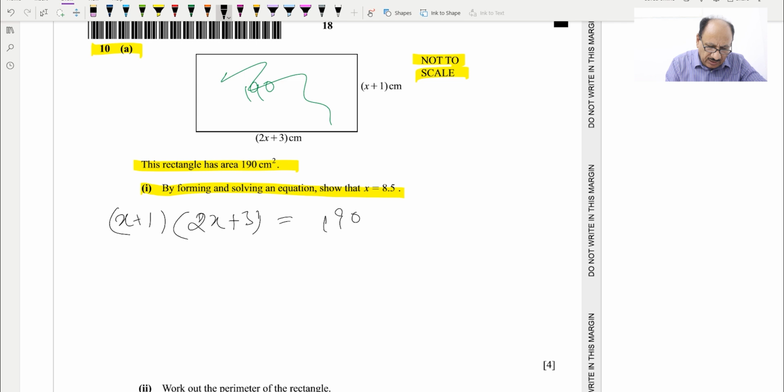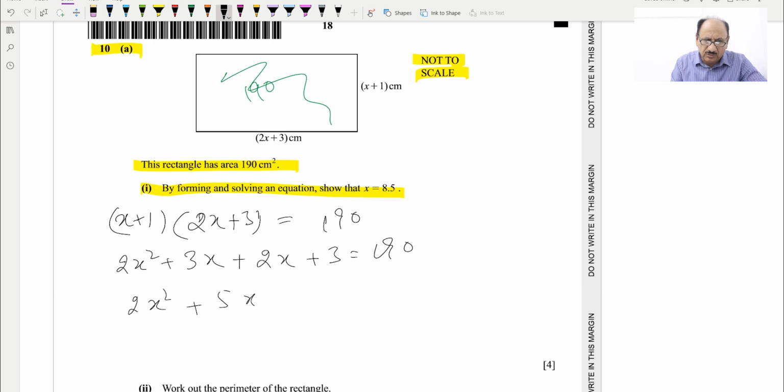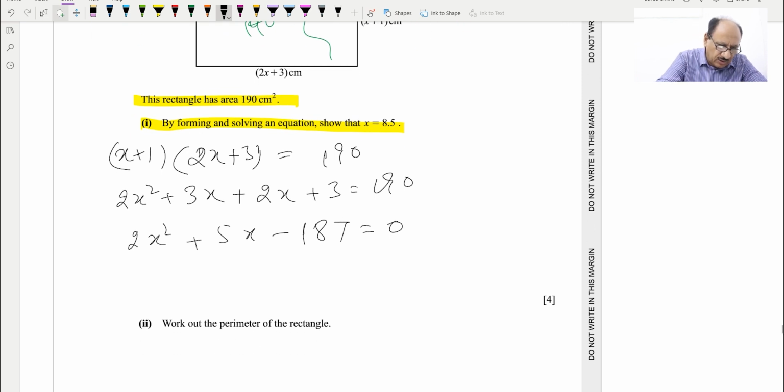So we can multiply x into 2x will be 2x square, then plus 3 into x will be 3x, then plus 1 into 2x will be 2x, plus 1 into 3 will be 3, is equal to 190. So 2x square plus 5x plus 3, and I have shifted 190 to the other side, so it will be minus 187 is equal to 0. Now we can factorize this.